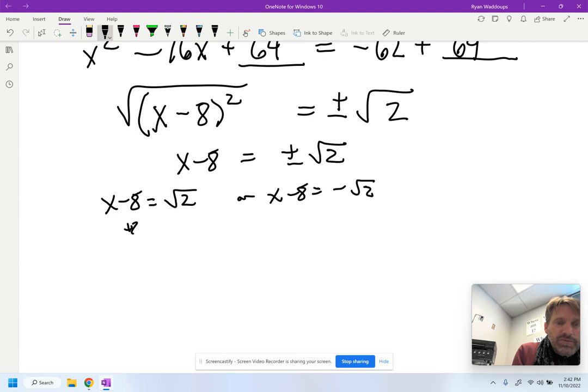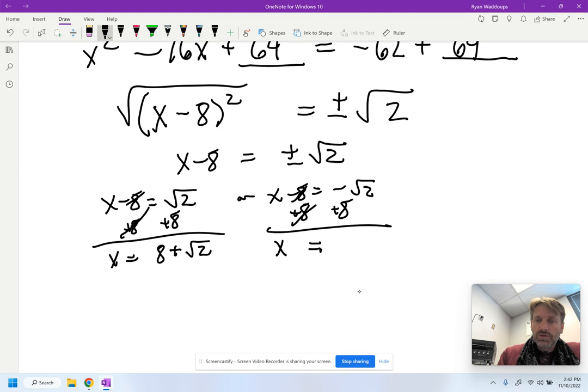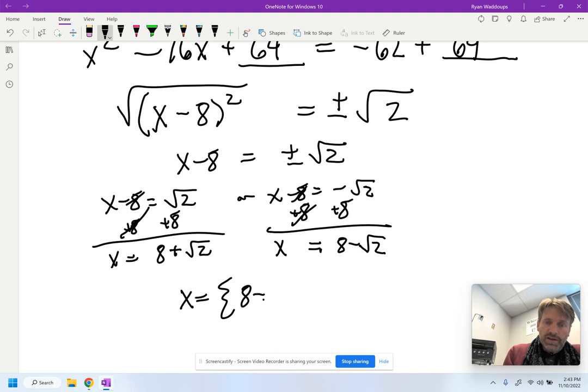And then I add 8 to both sides. And I do that same thing for both equations. Add 8 and add 8. X then equals 8 plus root 2. And those don't combine. They're not like radicals, so you can't combine them. And then over here, I get x is equal to 8 minus root 2. And so our solution set is 8 minus root 2, or 8 plus root 2, or vice versa.